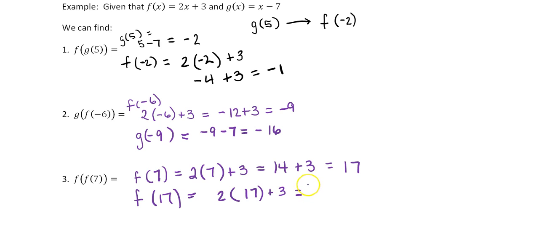So I'm going to have 34 plus 3, which is going to give me 37. So this would be my ending answer. If you want to think about it like this, you can sometimes use, okay, so this is our first iteration.